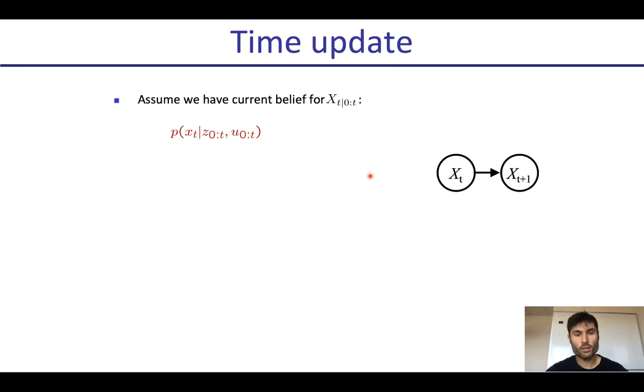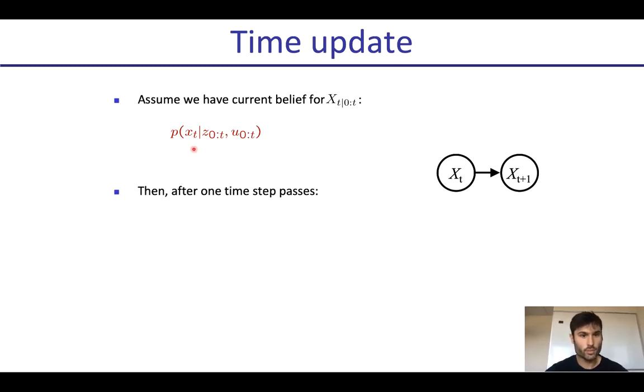So there are 3 updates in this Kalman filter, and the first is the time update. The time update is just obtaining the prior of x_{t+1} given x_t. Here we don't yet assume that we have observed the measurements of the sensor. We just know that given x_t and our dynamics model, what is the x_{t+1} that I predict.